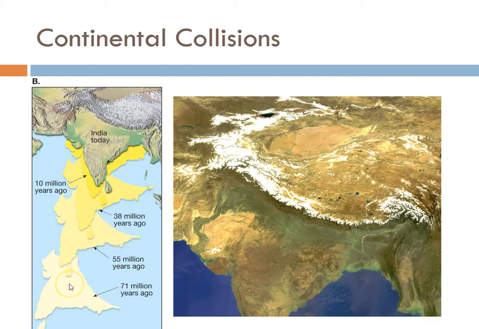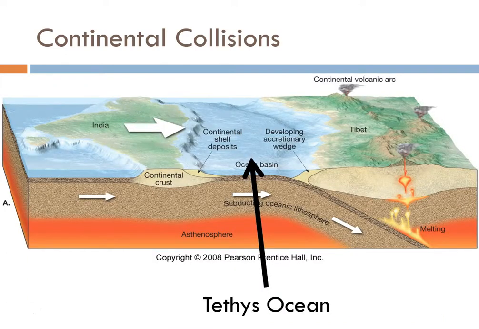India was pretty far south, only 71 million years ago. So if we rewind back in time, you can see India moving towards Southeast Asia. You have this chunk of continental crust with passive margins on either side. In the middle of the cross section, we have the Tethys Ocean, and that oceanic crust is being subducted under Tibet, or at least where Tibet is now.